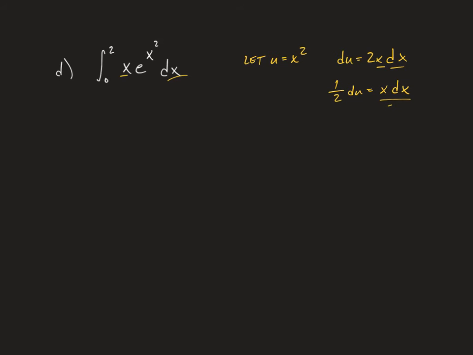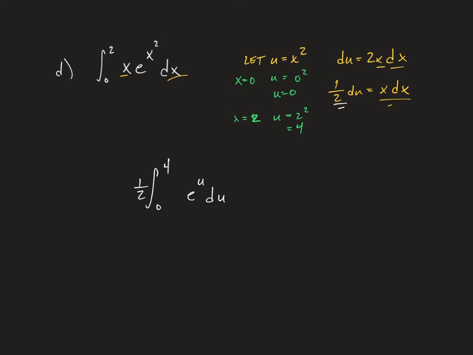So if u is equal to x squared, and x is equal to 0, then u is equal to 0 squared, so u is 0. And if x is equal to 2, that's a 2, then u is equal to 4. So I can rewrite my integral as the integral from 0 to 4 of e to the u power times, well, du, and don't forget that we have a constant 1/2 there that needs to be substituted as well.